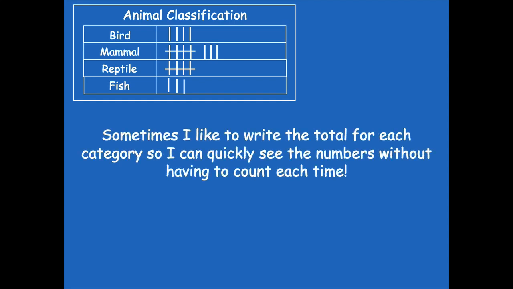Sometimes I like to write the total for each category so I can quickly see the numbers without having to count them each time. So friends, how many birds did we have? Yeah, we had 4. Now, if you have a mistake, it's okay. You can pause the video in just a minute and make those corrections, okay? Then we have next is a mammal.